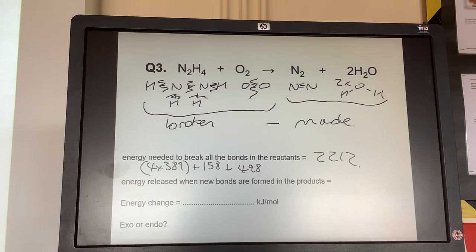Then over here, we're making an NN triple bond, which is 945. And again, like before, we've got 4 OH bonds. 4 times 464 gives a value of 2801. The energy change this time, minus 589. Again, it's exothermic.